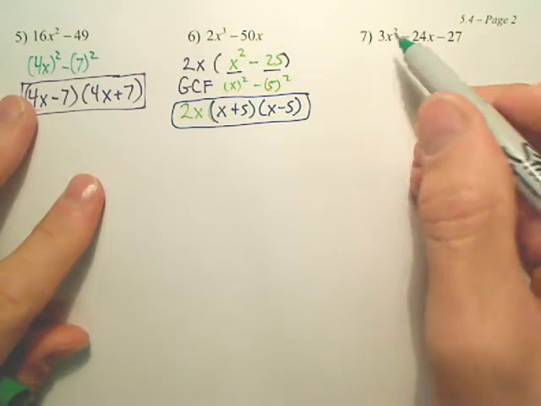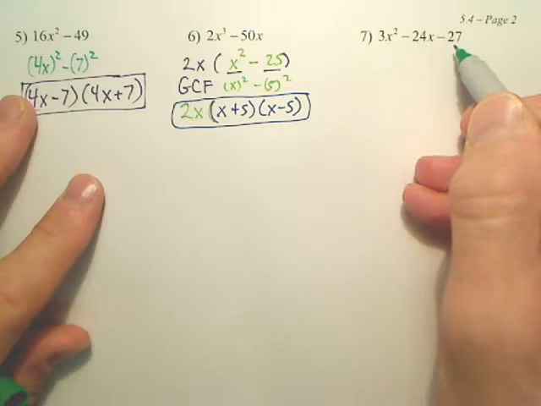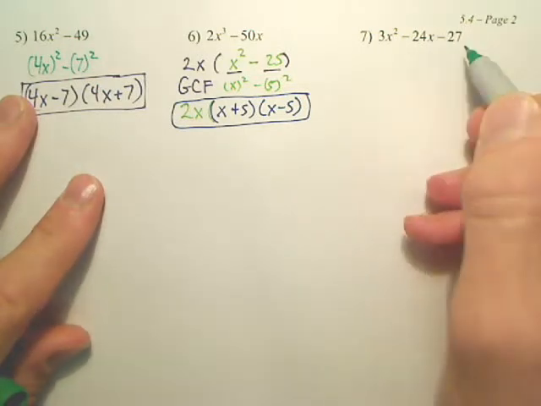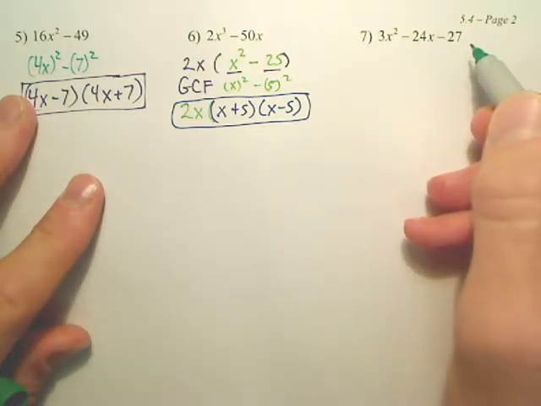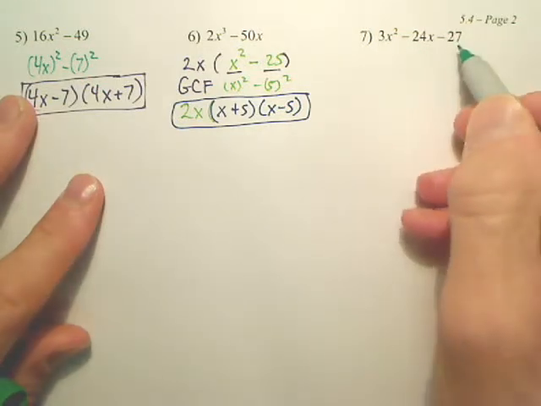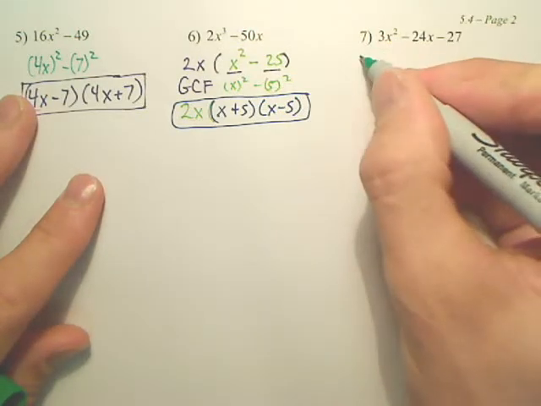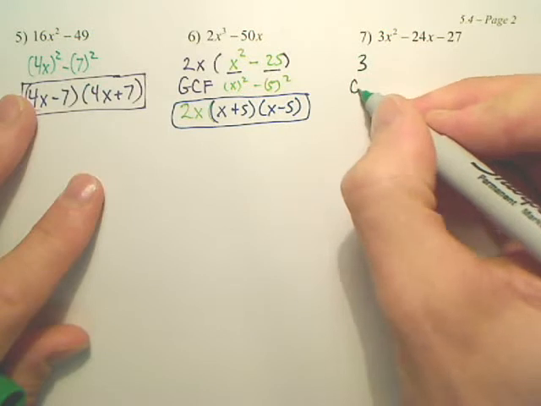Okay, number 7. First look, is that a cube? Sorry, is that a square? Or either of these squareds? No, so we can't use the perfect square trinomial method. Okay, do I need to multiply 3 times negative 27? Yeah, but isn't there a GCF? The first thing you always need to look for from now on is GCFs.